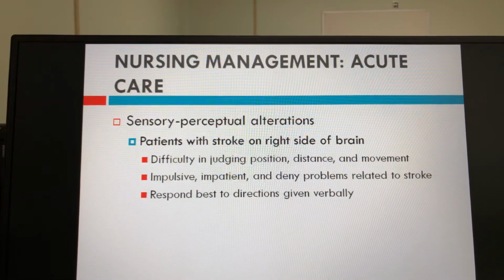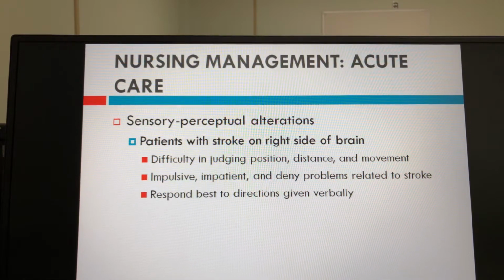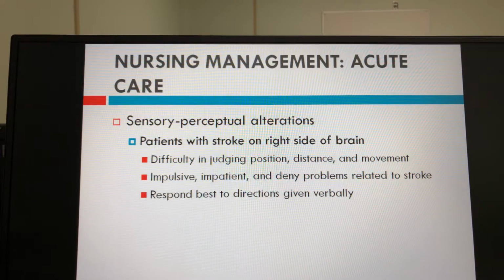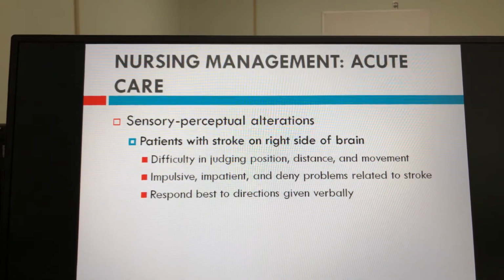Directions for activities are best given verbally for them to better comprehend, and the task should be broken down to simple steps, again, for ease of understanding. And again, talking about environmental control, removing clutter and obstacles, using good lighting, provide non-slip socks at all times. And you know our patients in the hospital that are high risk for fall, we got the little yellow footies with the little rubber stuff under the bottom. So I'm thinking those are the kind of footwear that they're talking about.